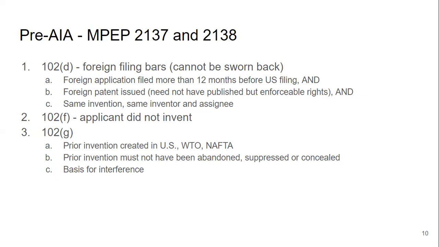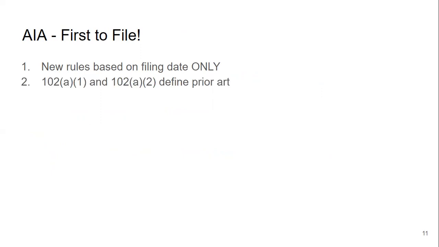If the inventor for years has said that this wouldn't work, and then once they see market success of someone else, all of a sudden they're on board with it. Kind of the basis of that one. So now what about AIA? This is the first-inventor-to-file system. These rules are based on the filing date only. So it doesn't matter when you reduced it to practice. It doesn't matter when you invented it. It's only based on the filing date.